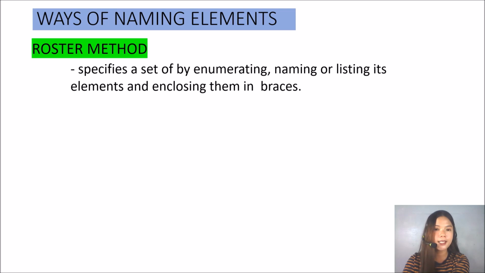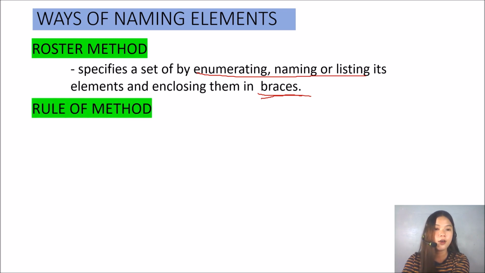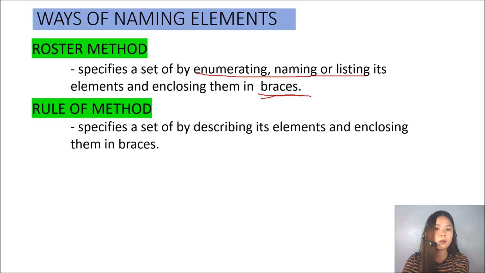There are ways of naming elements. First, we have the roster method. It specifies a set by enumerating, naming, or listing its elements and enclosing them in braces. So, sa roster method po, nag-enumerate tayo, nag-name, or nag-list po ng mga element natin at gumagamit po tayo ng braces. Okay. Second one is the rule method. It specifies a set by describing its element. Dinidescribe lang po niya yung mga possible na element na pwede nating ilagay sa set natin.